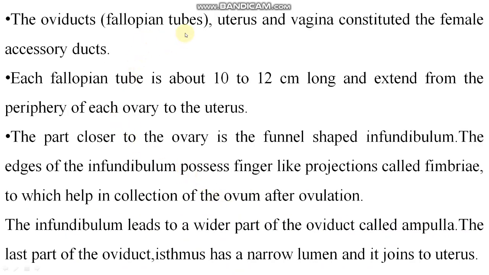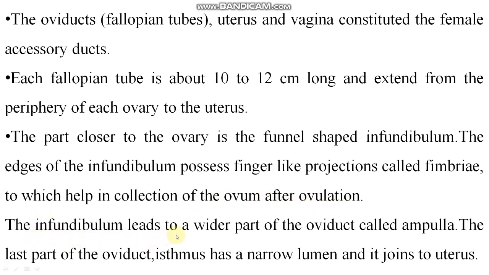The oviduct, fallopian tubes, uterus, and vagina constitute the female accessory ducts. You have seen the male accessory ducts also, right? Each fallopian tube is about 10 to 12 centimeters long and extends from the periphery of each ovary to the uterus. The part closer to the ovary is the funnel-shaped structure called infundibulum. The edges of the infundibulum possess finger-like projections called fimbriae, which help in collection of the ovum after ovulation.